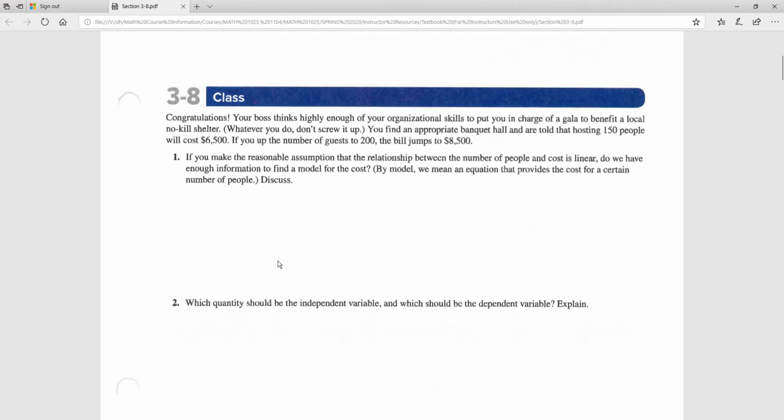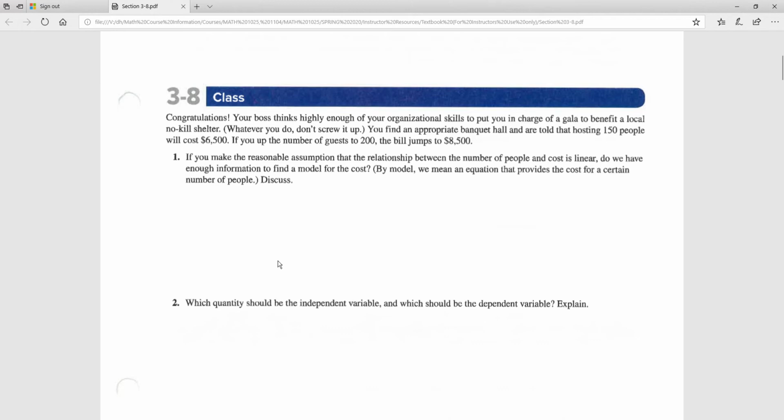You find an appropriate banquet hall and are told that hosting 150 people will cost $6,500. If you up the number of guests to 200, then the bill jumps to $8,500. So we're going to play with those numbers and come up with some things here as we go through these problems that'll help us model this and make some predictions.